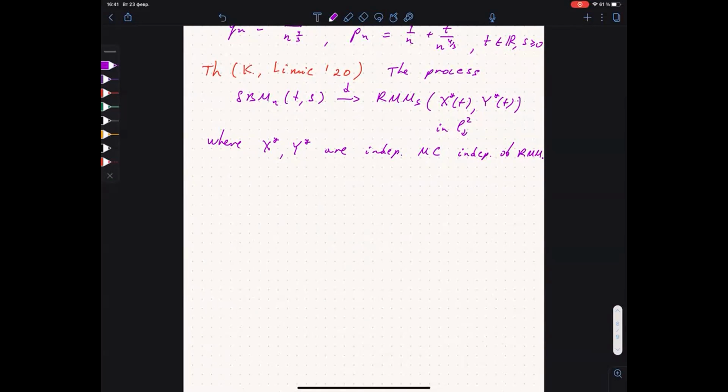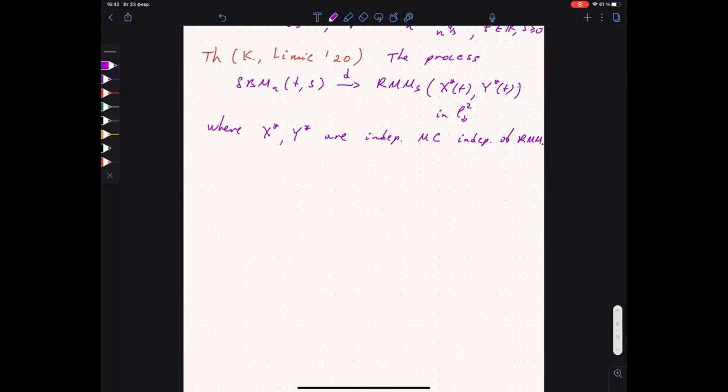Okay, any other questions? If not, then I would like to tell you about the idea of the proof of this theorem. Let's assume the idea of proof.